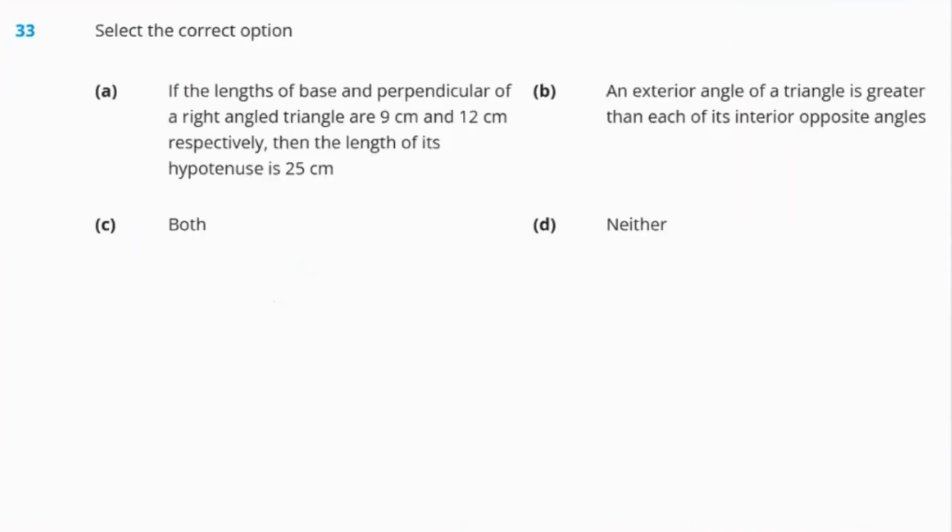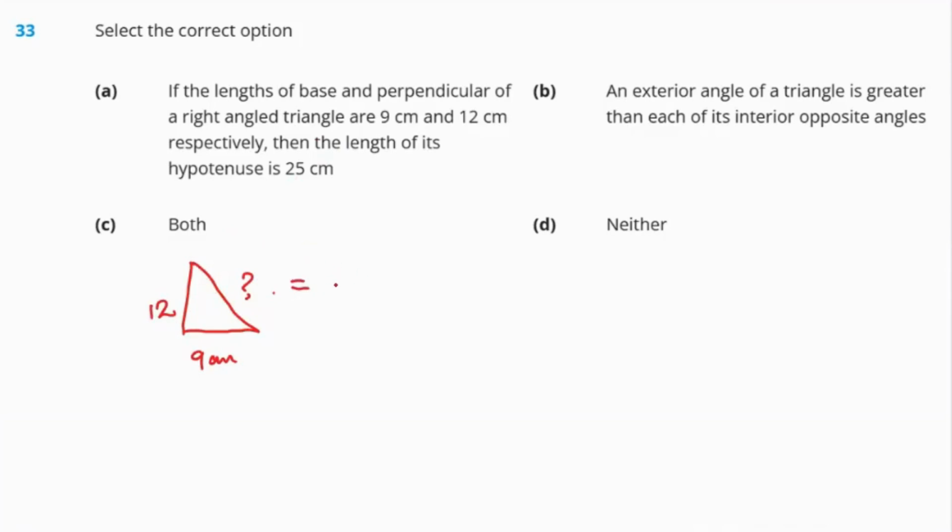Next question. Select the correct option. In this we have to select the correct option from A, B, and C or both. First one: if the length of the base and perpendicular of a right angle triangle are 9 centimeter and 12 centimeter respectively, then the length of its hypotenuse is 25 centimeter. So here they are talking about a right angle triangle, where the base is 9 centimeter and height is 12 centimeter. We have to find the hypotenuse, and they are saying that if base is 9 and height is 12, then hypotenuse will be 25.